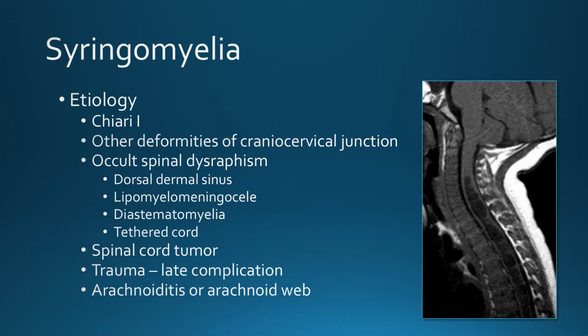Many different things can cause syringomyelia. We talked about Chiari 1 malformation. Other deformities of the craniocervical junction can also cause it. It's associated with occult spinal dysraphisms. Some we talked about: dorsal dermal sinus, lipomyelomeningocele, diastematomyelia, tethered cord. It's also associated with spinal cord tumors, late complication of trauma, and arachnoiditis and arachnoid web. Even with all these potential causes, many of them, if not the majority, we never find any cause, and we just label them as idiopathic.